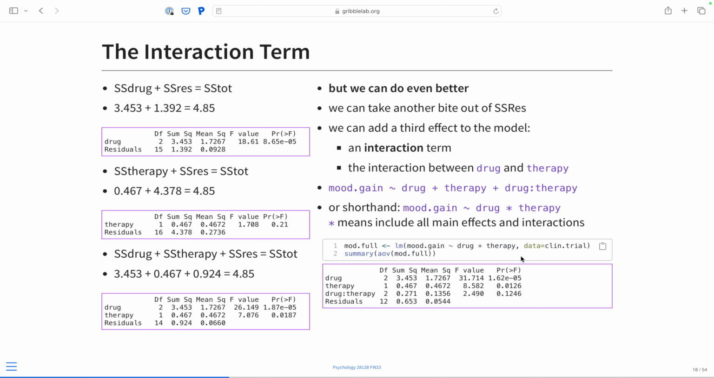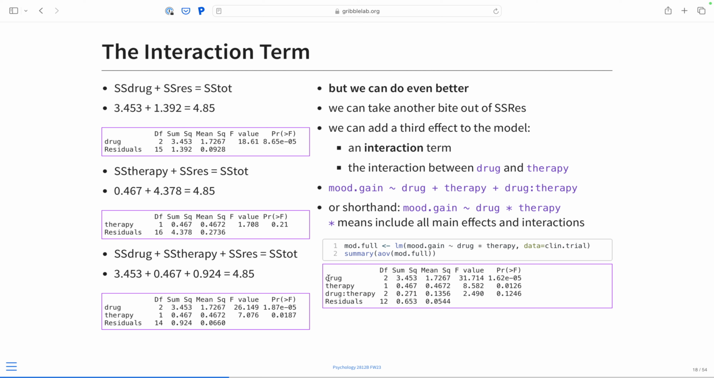Okay, so by including a third element, a third effect in our factorial design, the drug by therapy interaction effect, we've achieved a couple of different things. First, we've reduced our error term even more, which makes these other tests even more statistically powerful, more sensitive to spot differences. And we've enabled ourselves to test another effect in our data, the interaction effect of drug by therapy.